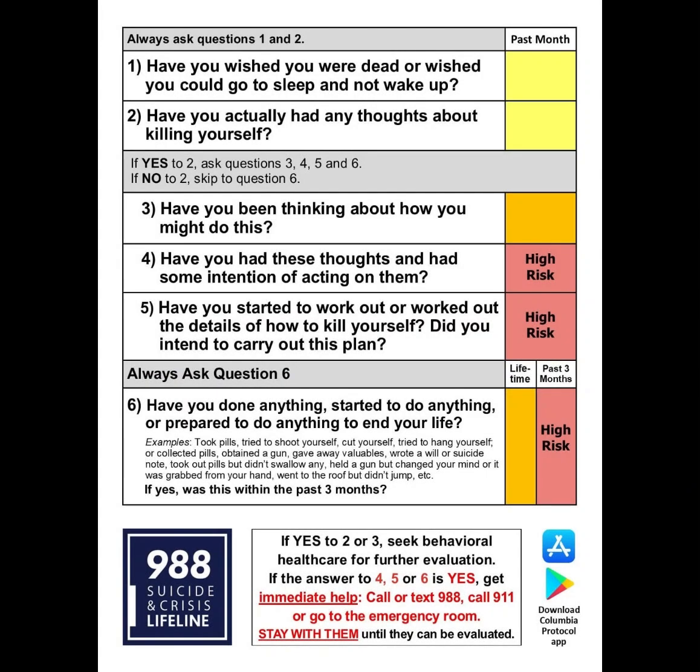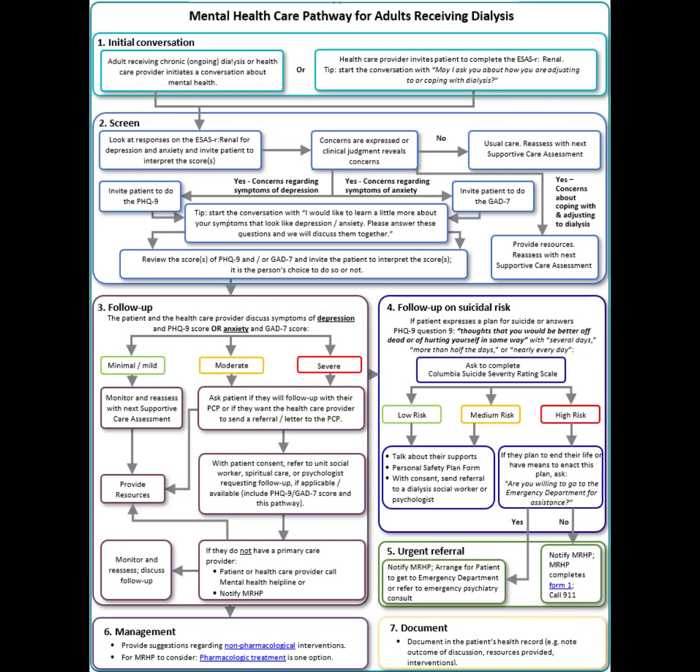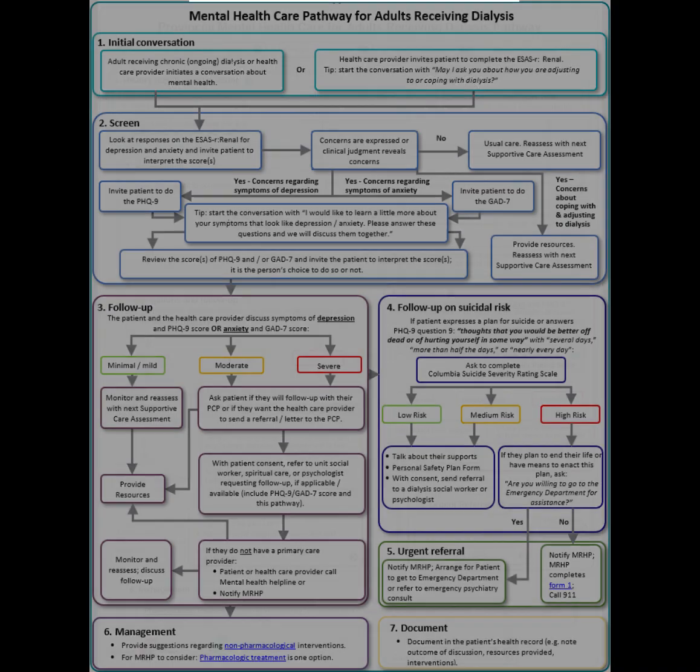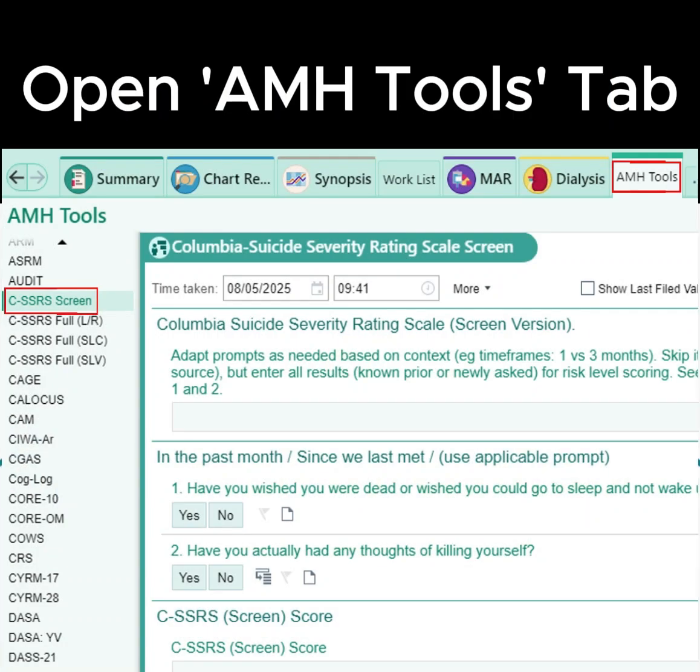Unlike the GAD-7 and PHQ-9, the Columbia Suicide Severity Rating Scale uses yes or no questions to assess suicide risk in the moment. It is an important tool to guide patient care and safety. The pathway for mental health for adults receiving dialysis provides next steps depending on the severity of the risk. Clinicians can find the Columbia Suicide Severity Rating Scale in Connect Care.